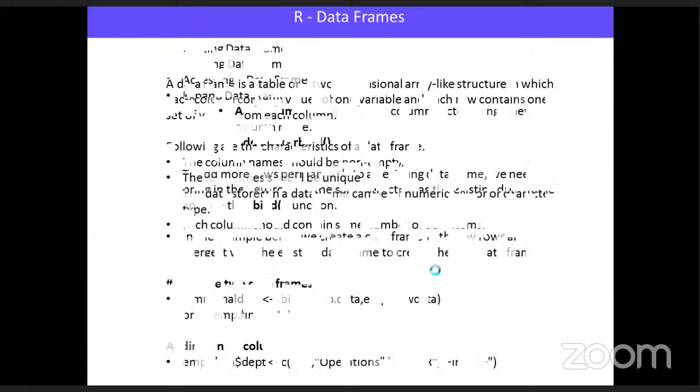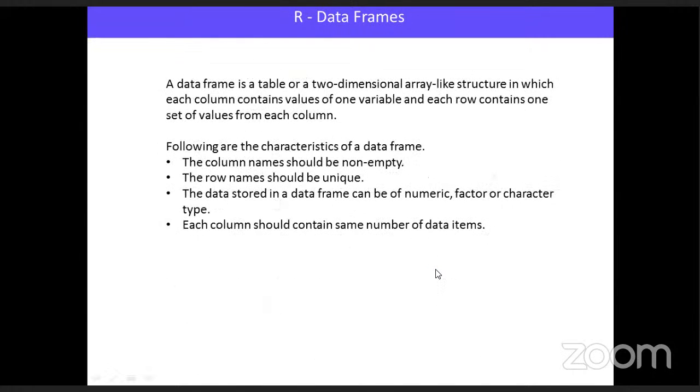There are a few rules for creating a data frame. The column name should not be empty. The row name should be unique. The data stored in a data frame can be of numeric, factor or character type. Each column should contain the same number of data items.